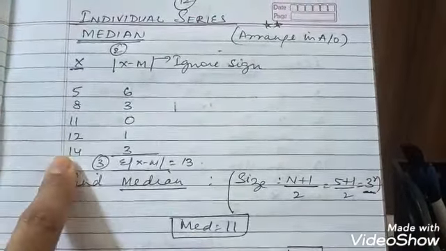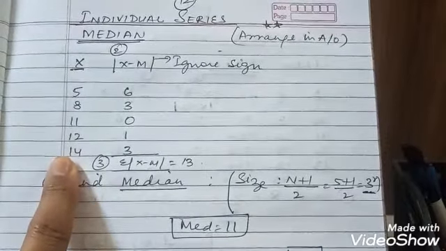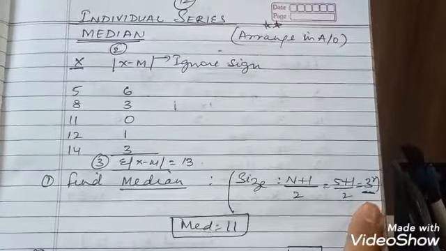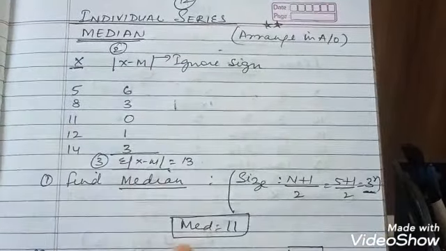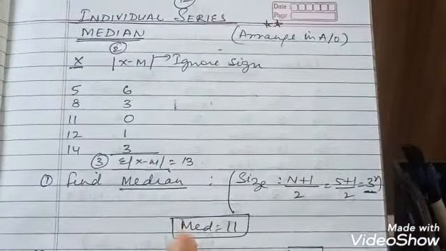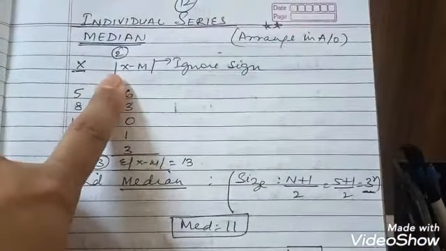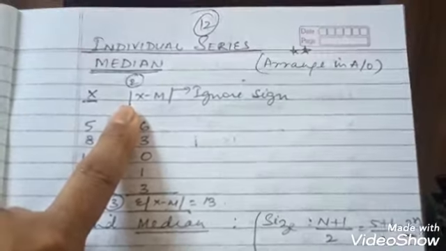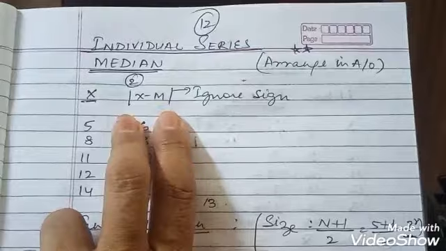First, you arrange in ascending order because it is median. Then you find the size n plus 1 upon 2, third term. Third term means 11. So your median is 11. This is your complete one step. The second step is you will find deviations from median. So that is x minus m. Can you see that? Again, I put it in modulus.